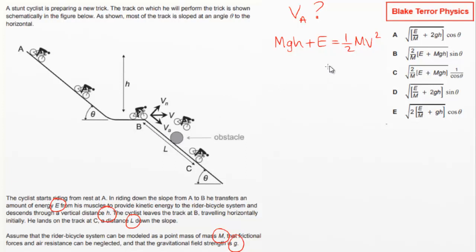So multiply by 2 over m, it's going to give us 2gh plus 2E over m is equal to v squared. I'll just get the v on the other side. So v is going to be the square root of all of that, 2gh plus 2E over m. And then we can see that the component parallel to the slope is v cos theta. So we're taking that and multiplying by cos theta.